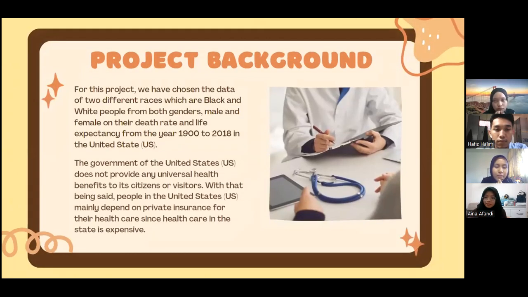Starting with the project background, for this project, we have chosen the data of two different races, which are black and white people from both genders, male and female, on their death rate and life expectancy from the year 1900 to 2018 in the US. As you all know, the government of the US does not provide any universal health care to its citizens. With that being said, many people in the US are depending on private insurance for their healthcare, since healthcare in the state is expensive.